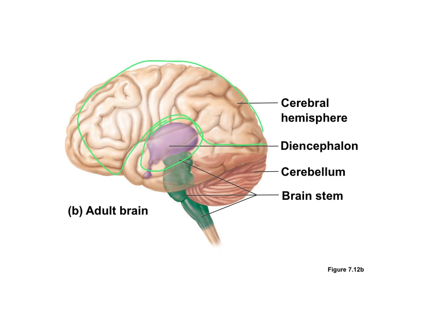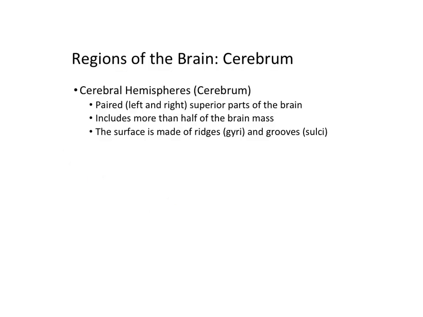The cerebellum is towards the back, kind of near the occipital region, and then the brain stem is here and it connects to the spinal cord. First, we'll talk about the cerebrum. So the cerebral hemispheres are paired, so you've got a left and a right side, and they're kind of the superior parts of the brain.